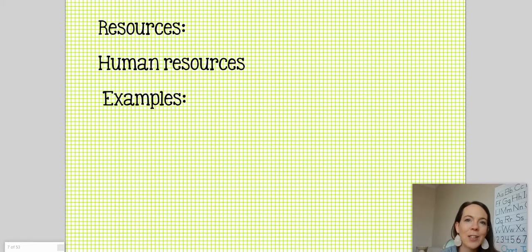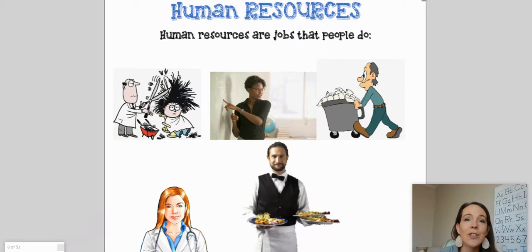And our third thing that we're going to look at today would be human resources. Some examples of human resources. Human resources are jobs that people do. For example, getting a haircut, going to school and having a teacher teach you, or having a teacher teach you on the computer. Someone who picks up trash or collects garbage, someone who is a doctor or a nurse, someone who brings or delivers food to you. Those are all examples of human resources. There are many more examples of human resources. Perhaps you can think of another example that's not listed here.